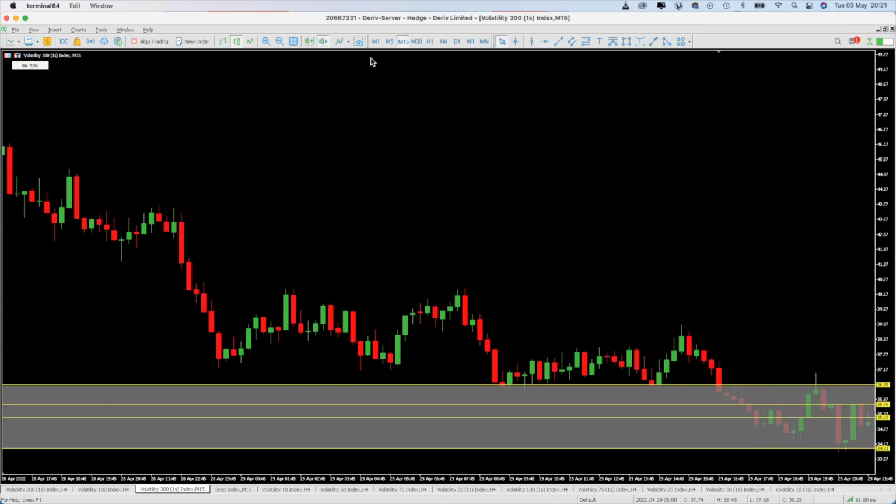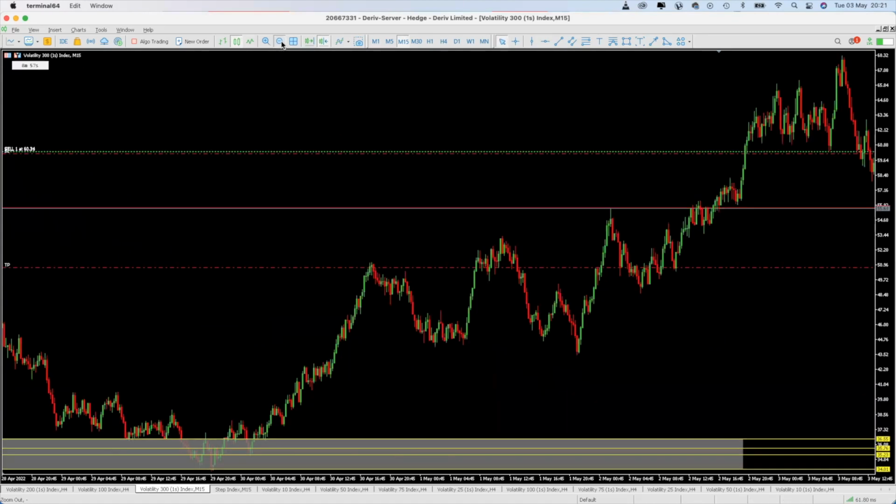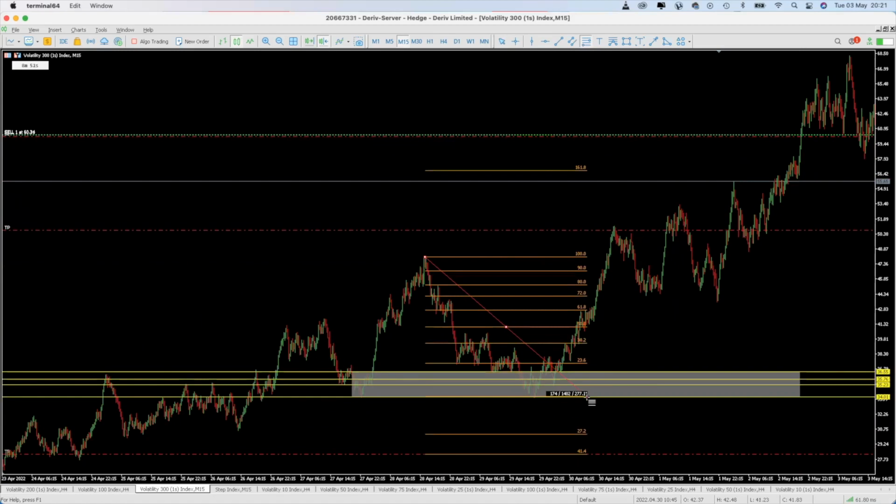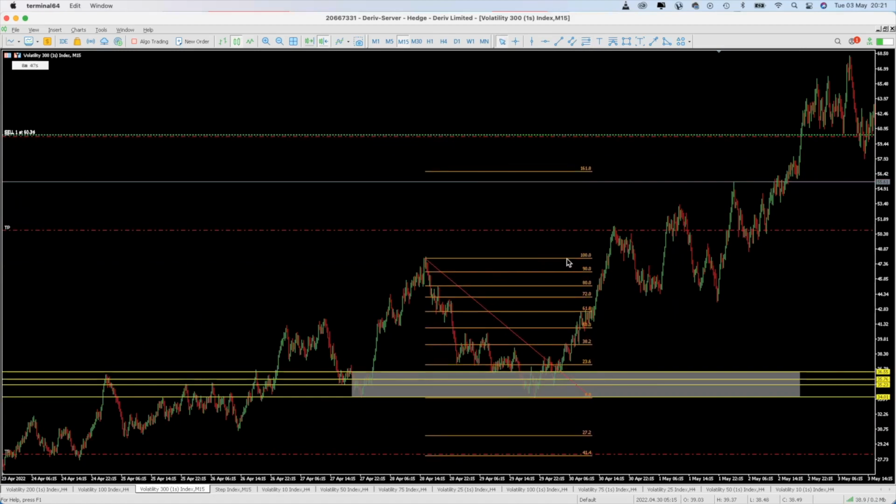Now for target, what I do is spread my Fibonacci from the point high to the point low. Okay, point high to the point low. And then my first target is always the 100% level, and my second target is the 161.8 level.